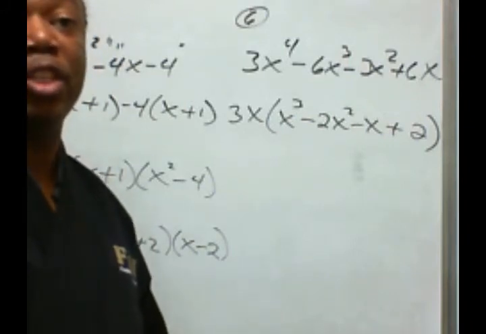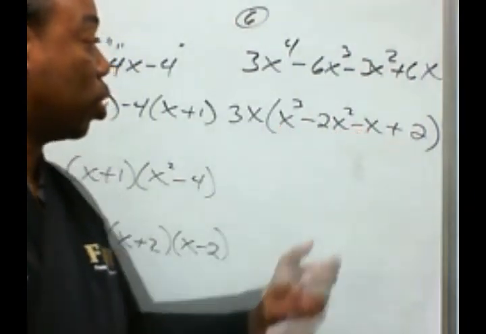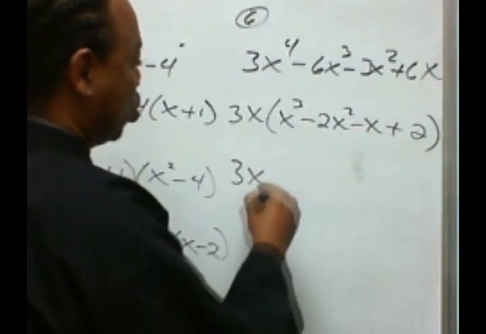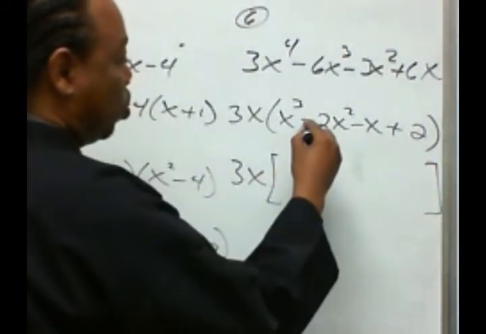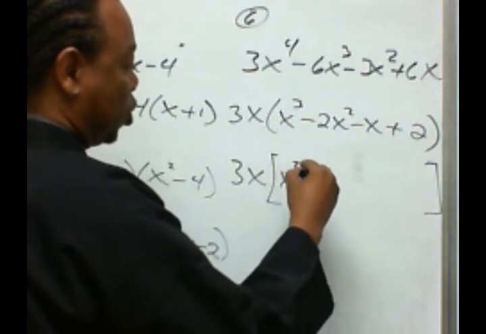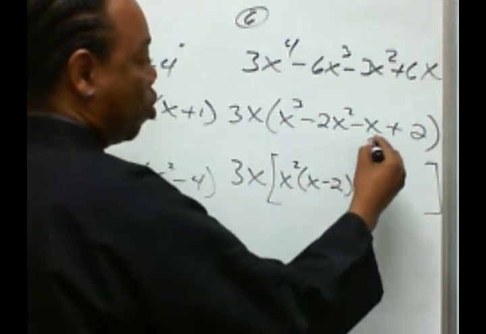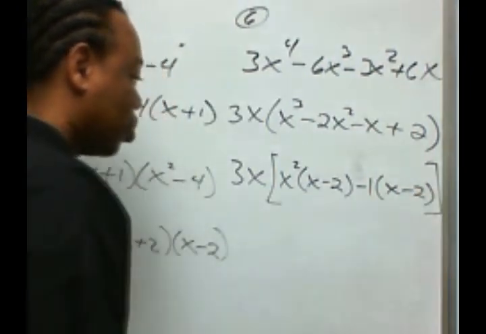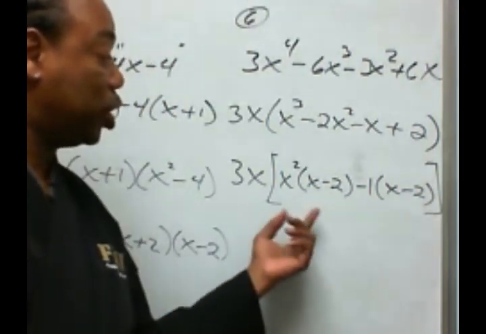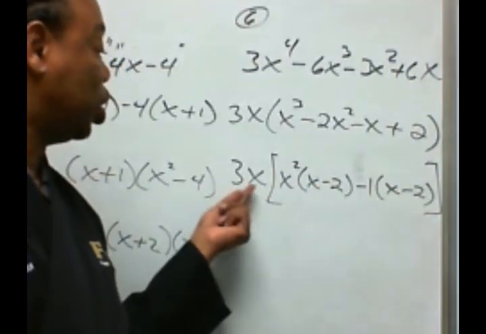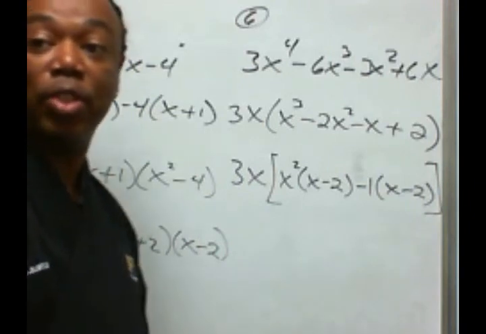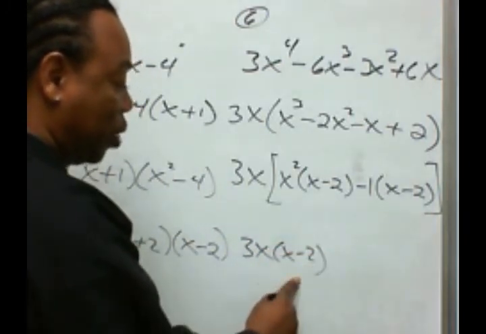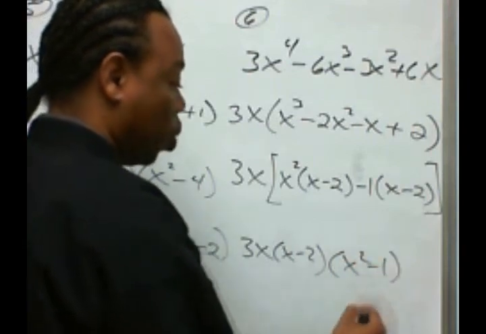I want to try my technique now of taking GCFs out of just the first two terms and those two terms. So this will be 3x, and let's introduce a bracket here. So I can factor out an x squared here, leaving behind x minus 2. Here my GCF will be negative 1, so negative 1, and factor out, I'll have x minus 2 again. Okay, now I have GCFs. I have GCFs of x minus 2 and my GCF of 3x. I'm going to pull all GCFs out to the outside. So I have my 3x and my x minus 2. All the GCFs are outside here, leaving behind the x squared minus 1.